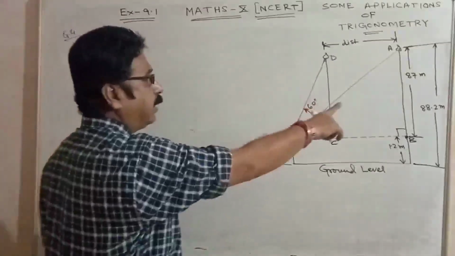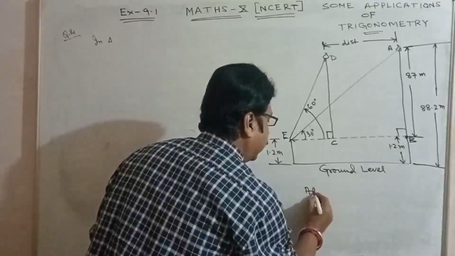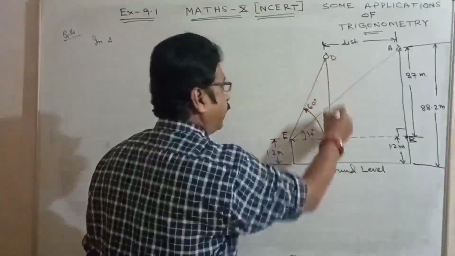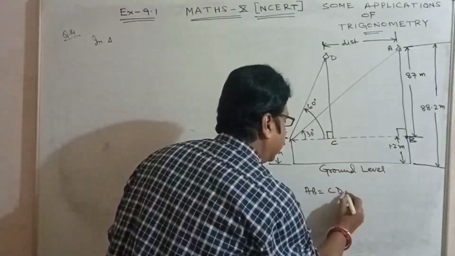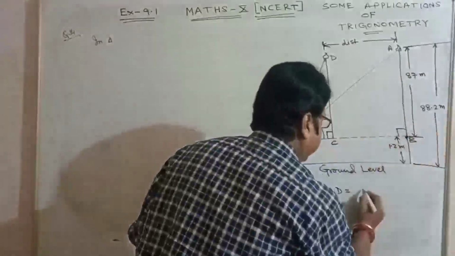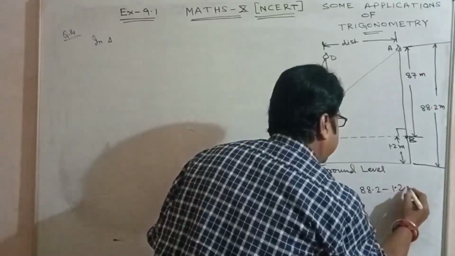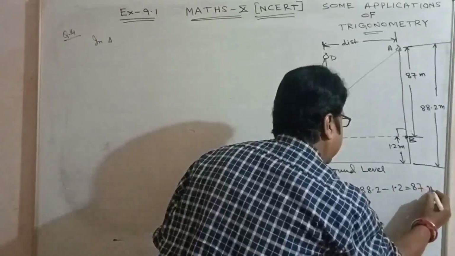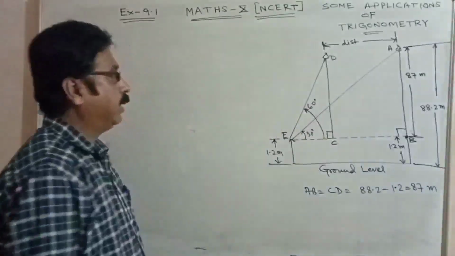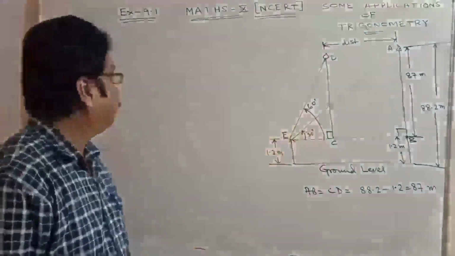Here we have calculated AB is how much. We can write AB equals to CD equals to, total was 88.2 minus 1.2 equals to 87 meter. AB and CD both are equal.